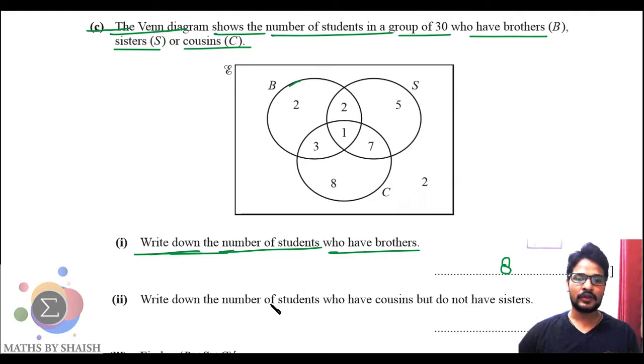And then write down the number of students who have cousins but do not have sisters. The cousin circle is this. In this circle there are 3, 1, 7, 8, and do not have sisters means we cannot include these two, so we are left with only these two, that is 3 and 8, that is 11. So there are 11 students who have cousins but do not have sisters.